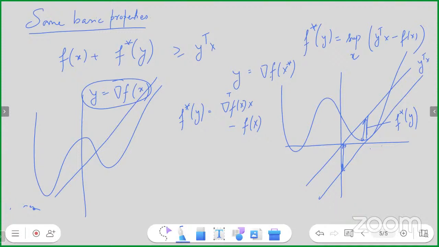So you look at the slope at the point x, and then take the line passing through the origin, then shift it down by the value of f of x. And x star is a special x for which this is true. So you are given a particular y. For that particular y, there exists an x star for which I am evaluating this.